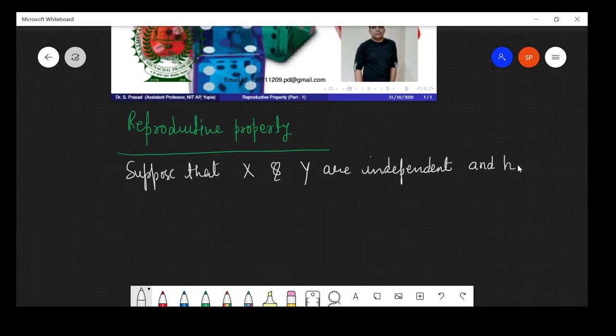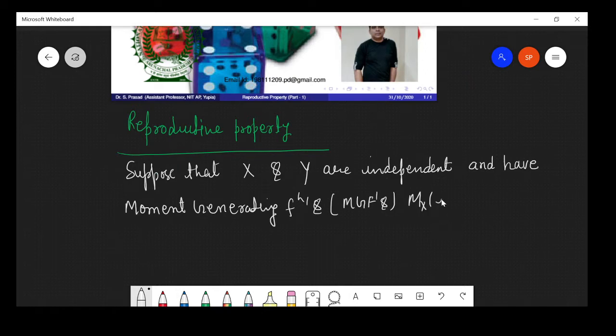and have moment generating functions, or MGFs for short. M_X(t) is the moment generating function of X, and M_Y(t) is the moment generating function of Y, where X and Y are independent random variables with moment generating functions M_X(t) and M_Y(t) respectively.